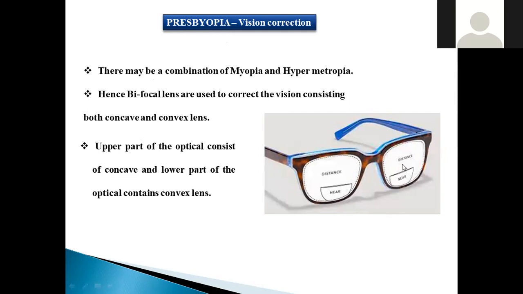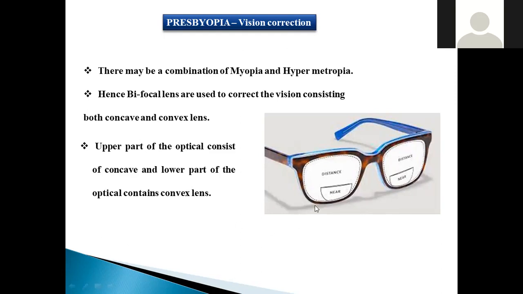Bifocal lenses are required in order to correct presbyopia. So how do we make a bifocal lens? The upper region is made up of a concave lens and the lower portion is made up of a convex lens. The upper portion is used to visualize objects which are far away from the viewer, and the lower portion is used to visualize objects which are very near to the viewer.